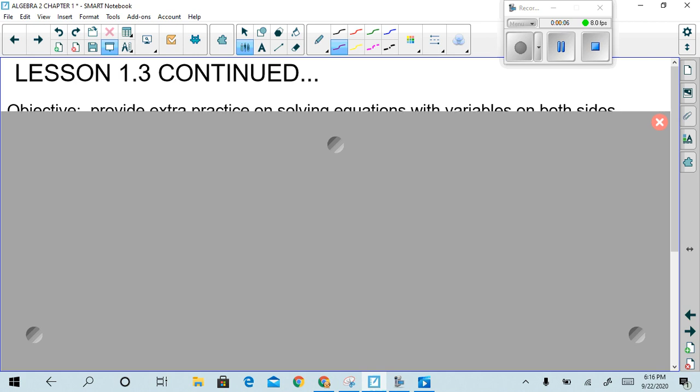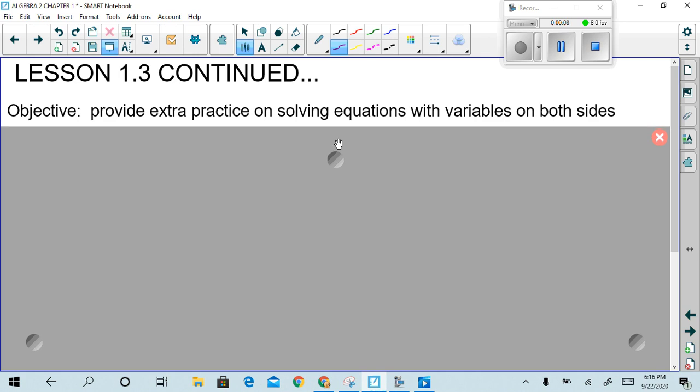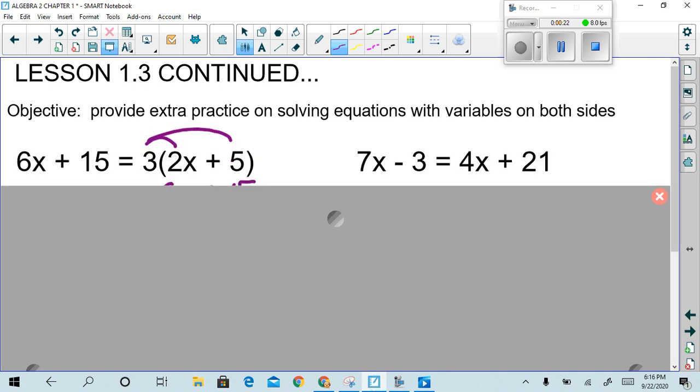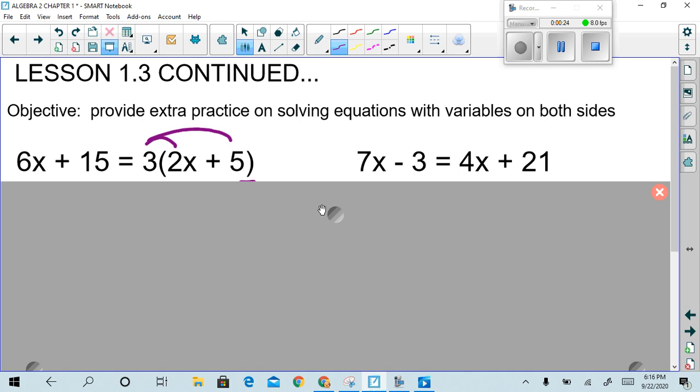Hi everyone. Yesterday we worked on those multi-step equations, in particular with variables on both sides, and I felt we could use a little extra practice because these can be a little tricky. I'm going to put a couple problems up. I will talk through the steps on the first couple and then we'll pause and let you try some.